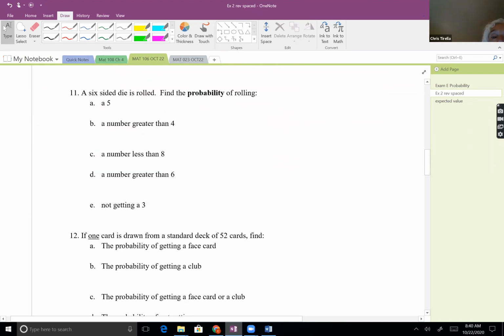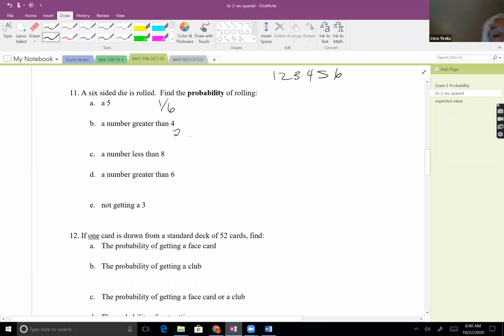A six-sided die is rolled. Find the probability of rolling the number 5. What's the probability of getting a 5 on a die? 1 out of 6. Beautiful. How about a number bigger than 4? 1/2. Bigger than 4. Let's see. 2 out of 6.